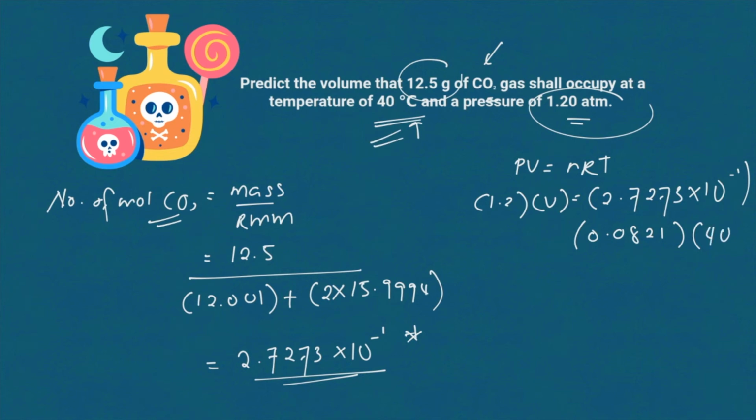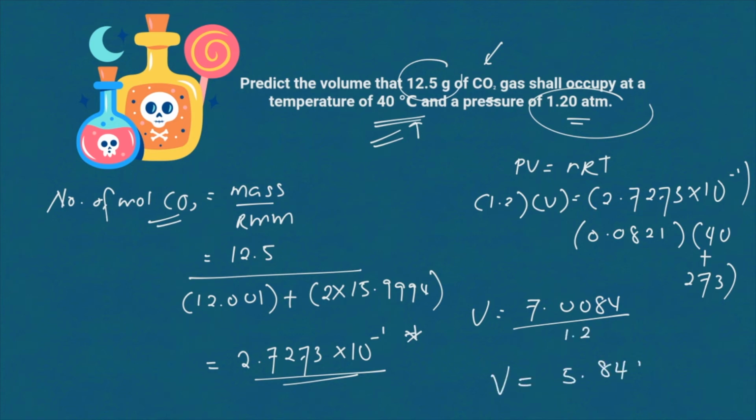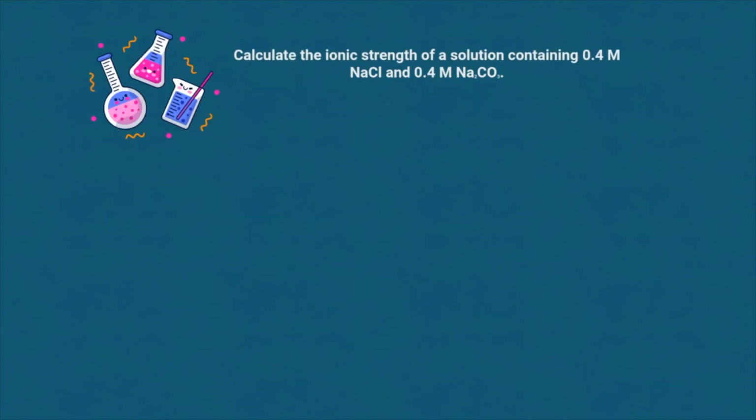So 40 plus 273. So from here you can get your V is equivalent to 7.0084 divided by 1.2. So you will get your V should be equivalent to 5.8404 liter. So this is the final answer for question number 3A. Let's move on to question number 3B.